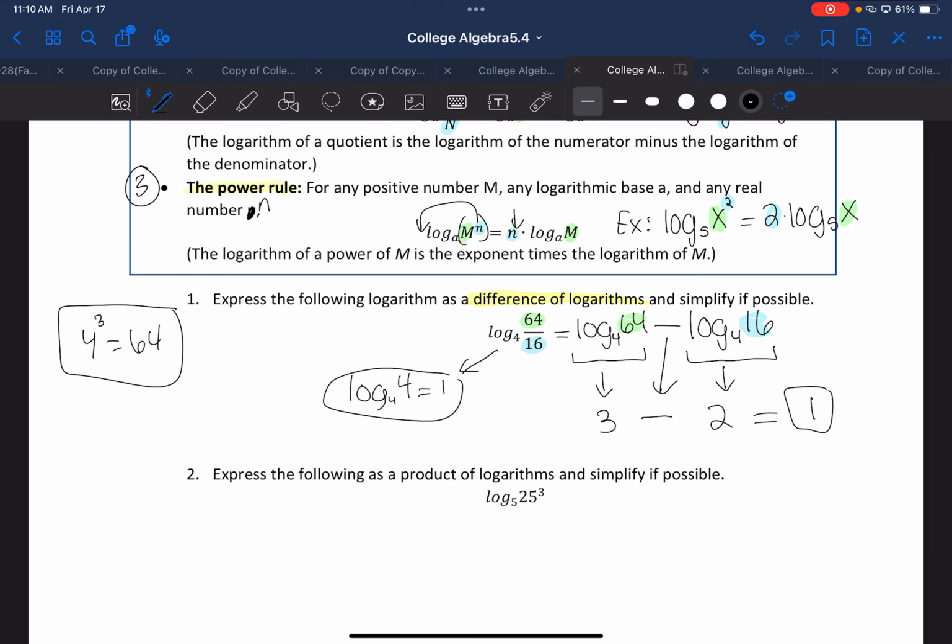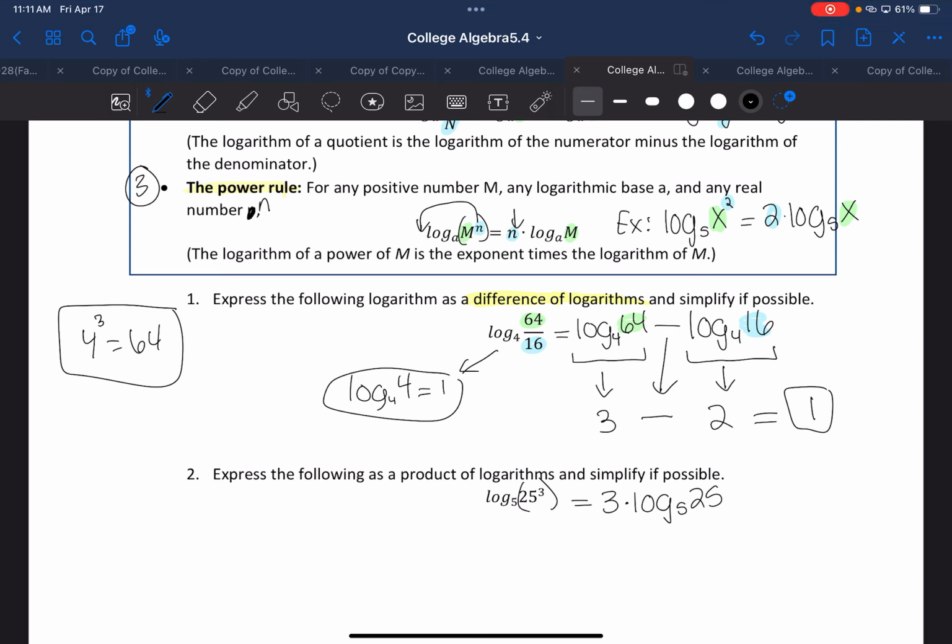All right. Number 2 says express the following as a product of logarithms and simplify if possible. So this one is log base 5 of 25 cubed. So this is using that third rule up here, the power rule, because there's an exponent in there. So this would be equal to 3 times log base 5 of 25. Because I just take that exponent of 3 and I bring it out front. And it gets multiplied by what's left.